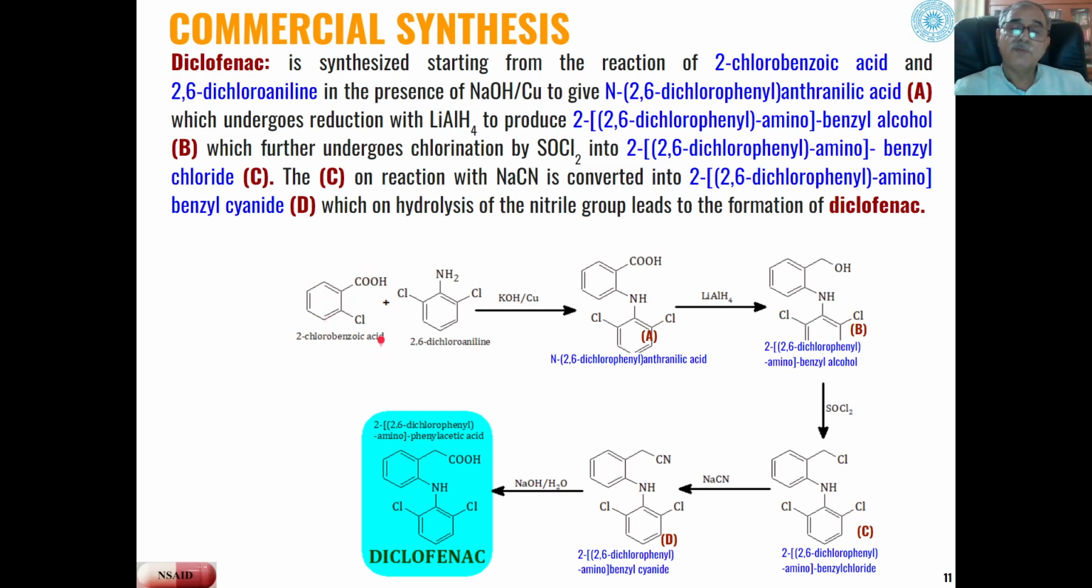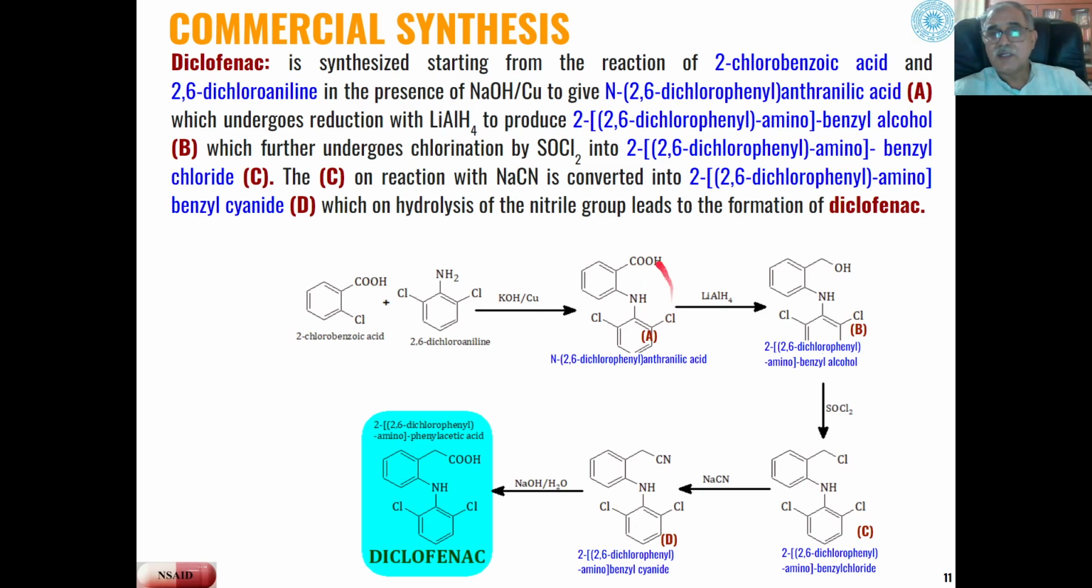So when 2-chlorobenzoic acid is reacted with 2,6-dichloroaniline, under basic condition in presence of copper metal, this will undergo nucleophilic aromatic substitution reaction. So Cl from here, H from here, we will get these types of anthranilic acid derivatives. This is basically a substituted anthranilic acid formed.